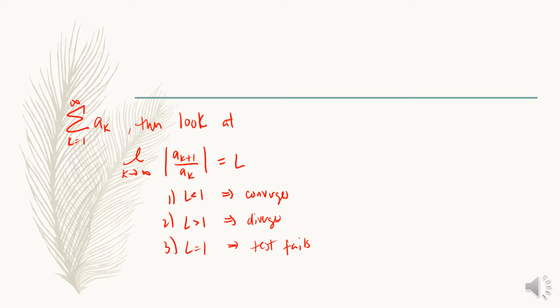So for the ratio test, you're going to look at the ratio of a sub k plus 1, so the next term, divided by the previous term, and see what that ratio is. This test is really good if you have factorials. So if you see factorials in your series, I would automatically go to the ratio test. It's also good if you have a lot of powers and then non-power terms.